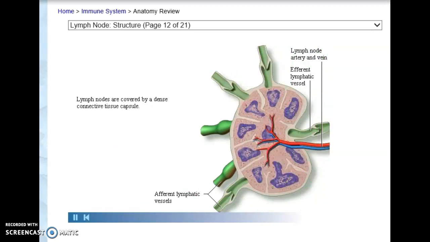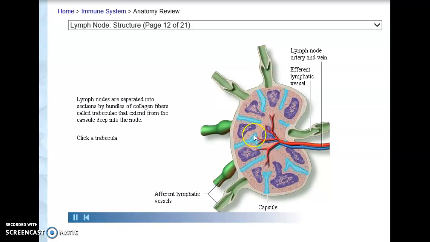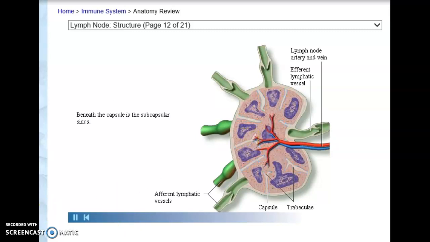Lymph nodes are covered by a dense connective tissue capsule. Click the capsule. Lymph nodes are separated into sections by bundles of collagen fibers called trabeculae that extend from the capsule deep into the node. Click a trabecula. Beneath the capsule is the subcapsular sinus. Click the subcapsular sinus.